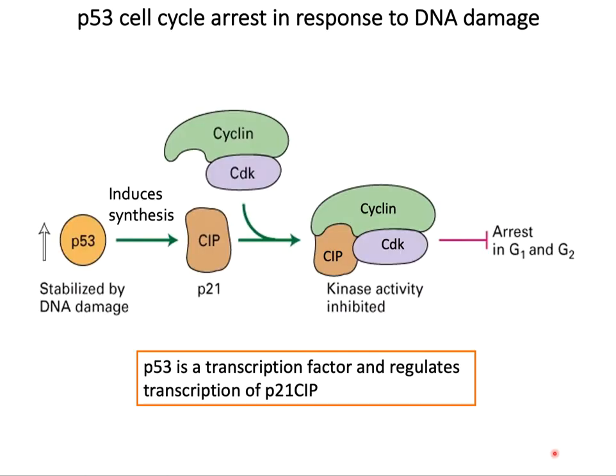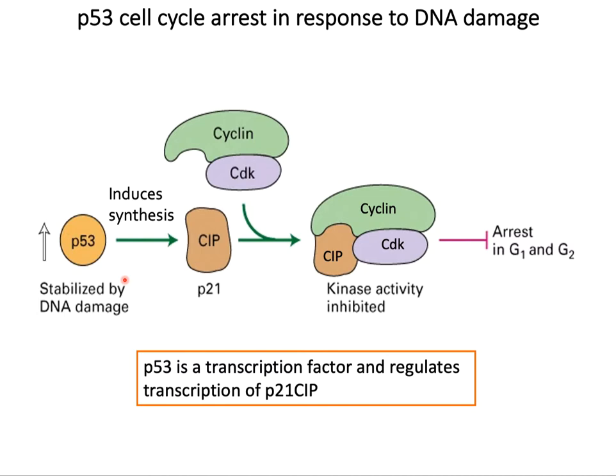So let's take a look a little bit more closely. This is a very simple diagram about how p53 works. And the next slide is a little bit more detailed. So when DNA is damaged or mutagenized, you stabilize p53. p53 is a transcription factor that's normally not very stable in the cell, but upon DNA damage, it is stabilized and becomes a potent transcription factor.